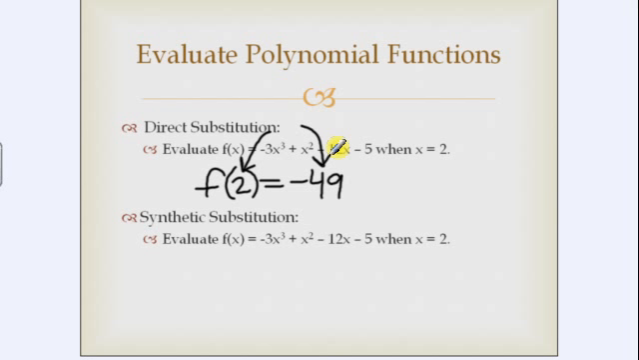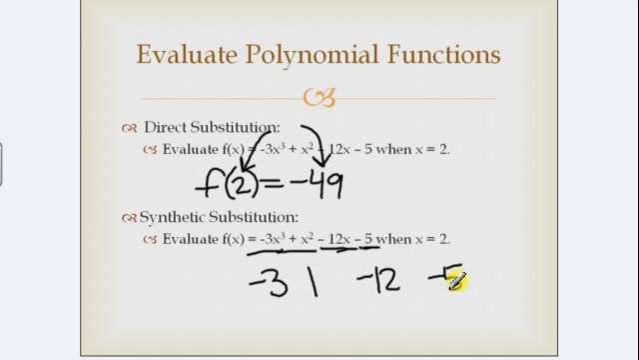The other type of substitution we can do is called synthetic substitution. For synthetic substitution, we want to start out by writing the coefficients. Negative 3, that's 1x squared, so I'll put a 1 next. Then negative 12x, so negative 12, and include the constant term of negative 5.